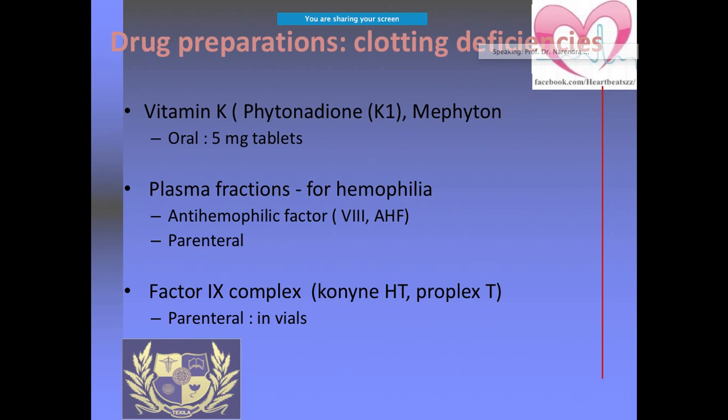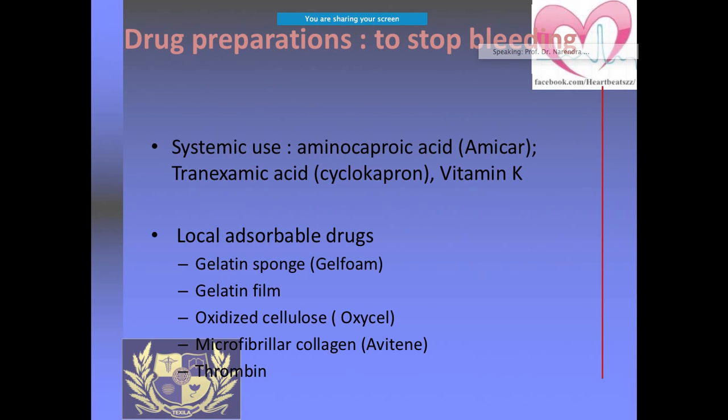Then vitamin K, we all know, which can be in the form of phytonadione, which is vitamin K1. It is available in the form of 5 milligram tablets. And then you may also use plasma fractions for hemophilia. Similarly, if someone is deficient in factor 9 complex or other factors, you must be able to supplement them.